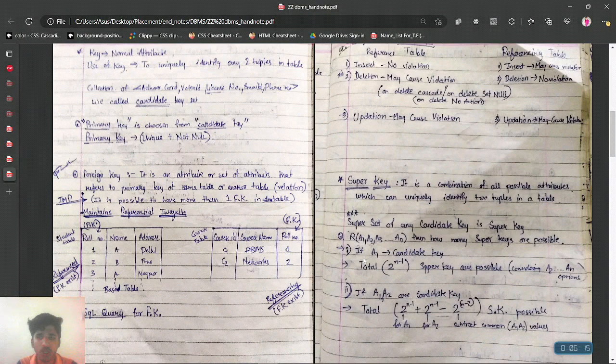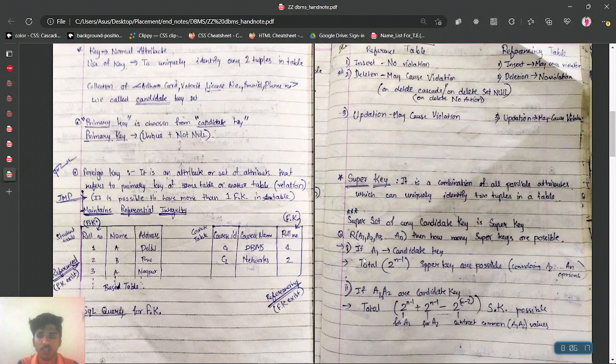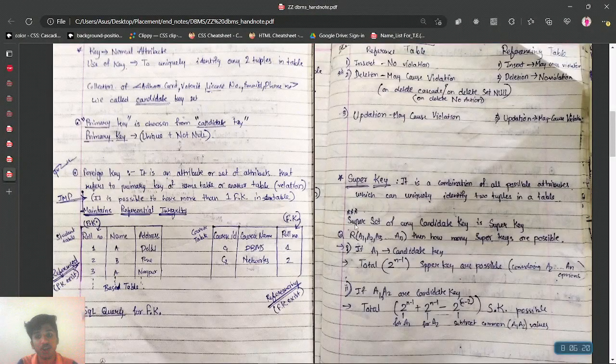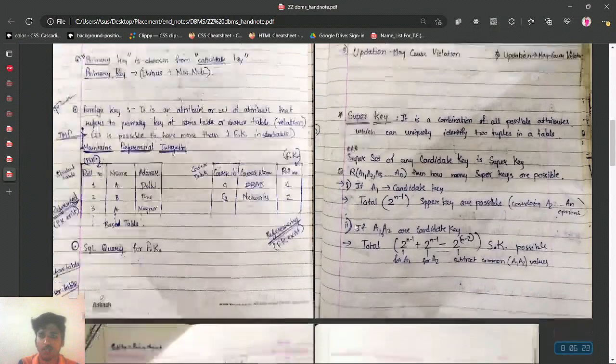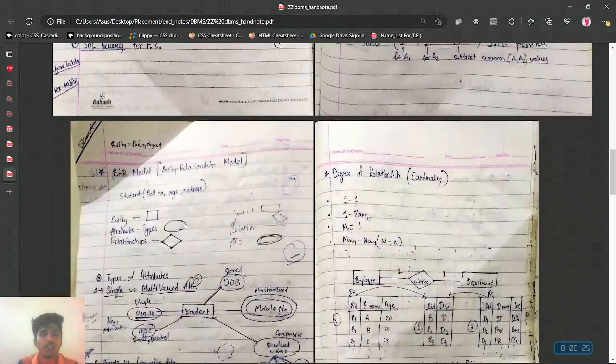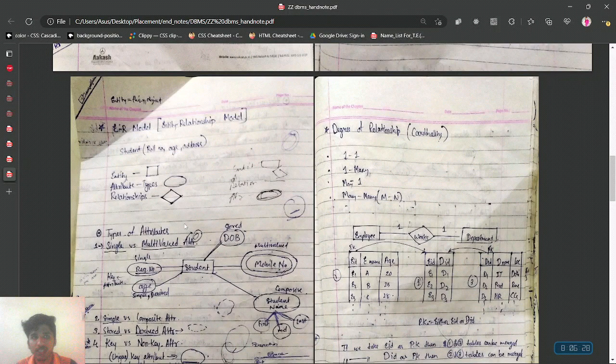All possible attributes which can uniquely identify the tuple form a candidate key. And here, what I'd say, a superset of any candidate key is a super key. Okay, done. Now, the ER model is the entity relationship model.